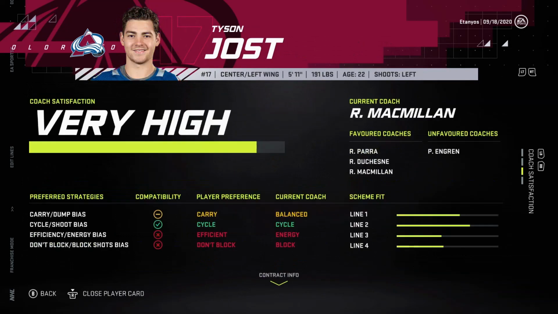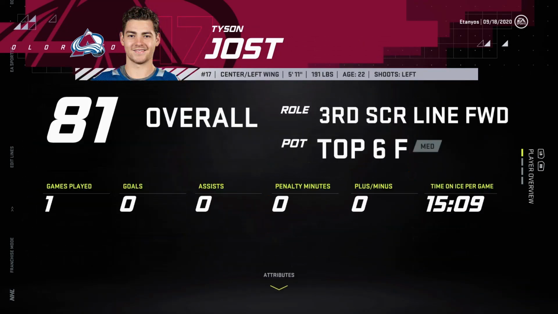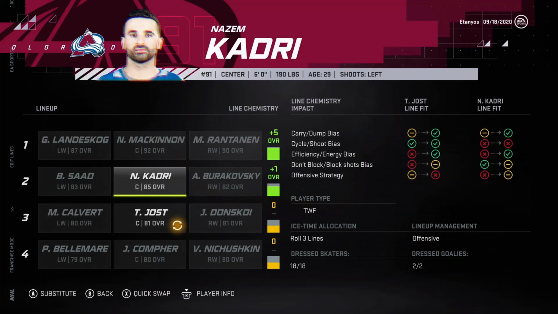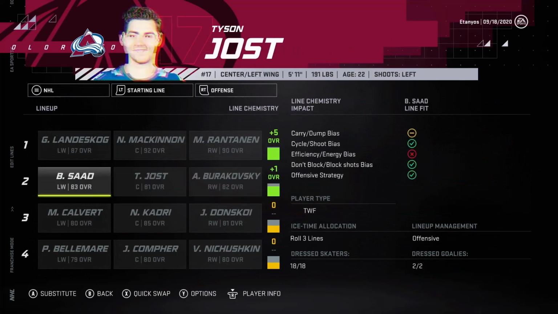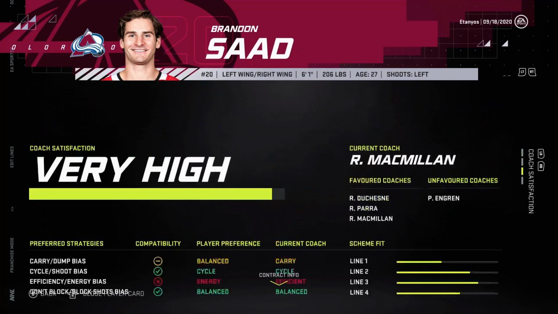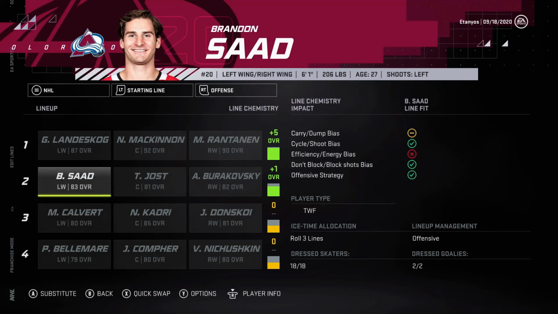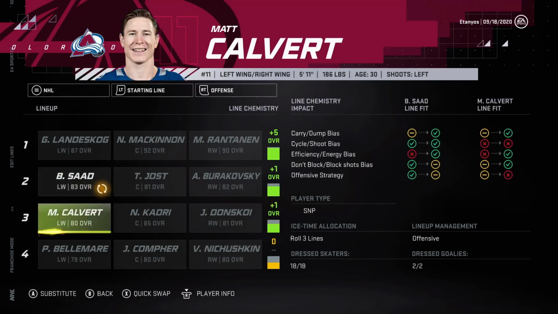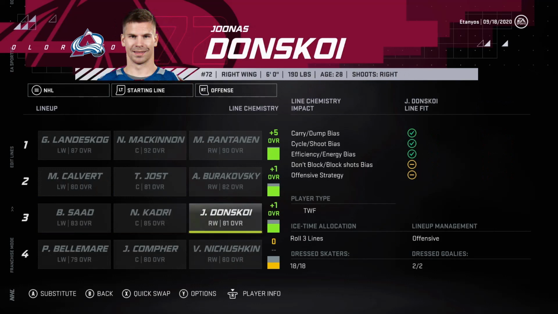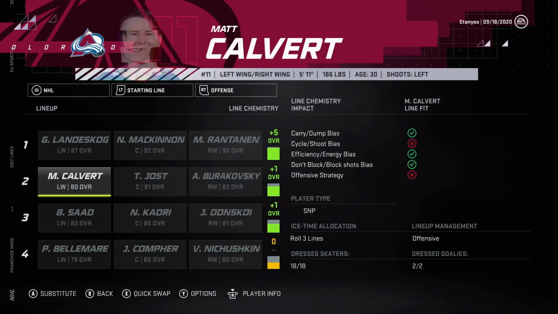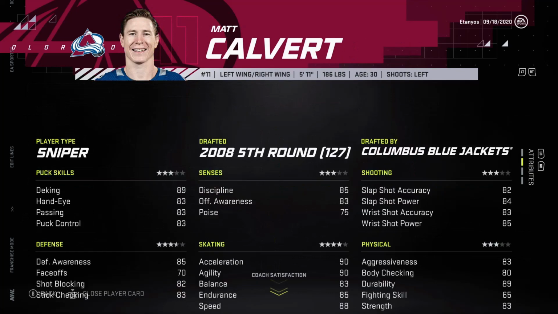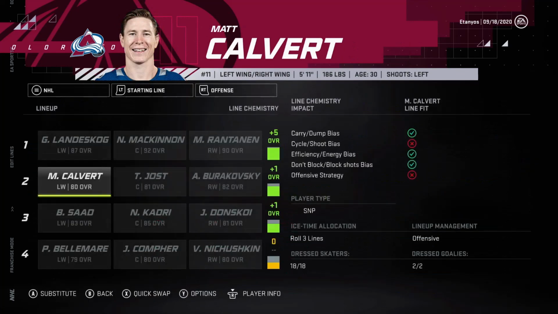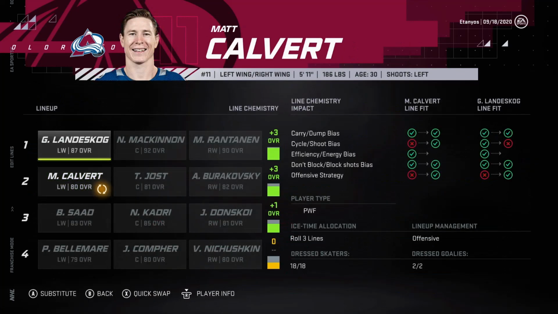So looking at Tyson Jost, now all of a sudden, he's a better fit on the second line. He gives that a +1 immediately, which I find not surprising at all, actually. If we move Brandon Saad down to play with Kadri on the third, +1 again. Boom, it just immediately helps out. If we get a power forward on this other line here, oh my goodness, get out of the way, right?